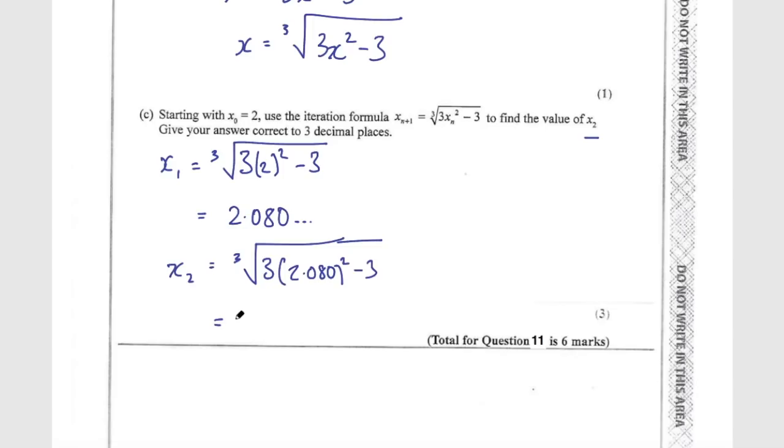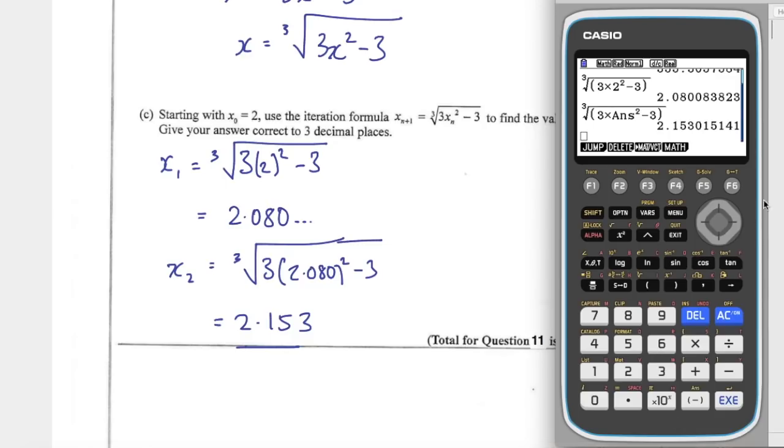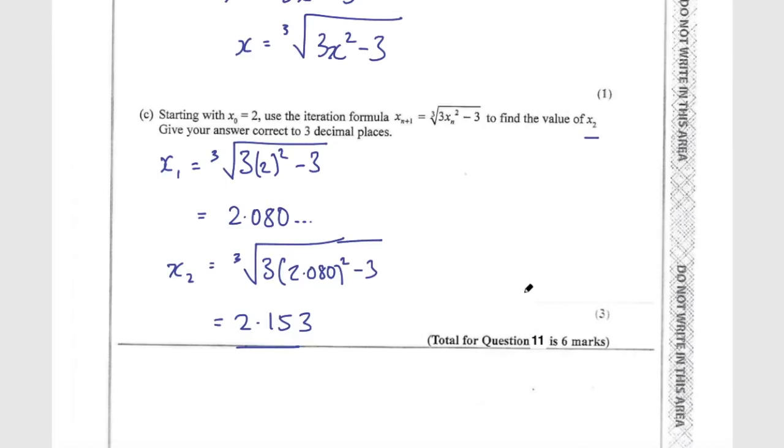2.153 equals 2.153. And the question says give your answer correct to 3 decimal places. And so that's all we need to do. We don't need to round up because the next number is a 0. So x sub 2 equals 2.153.